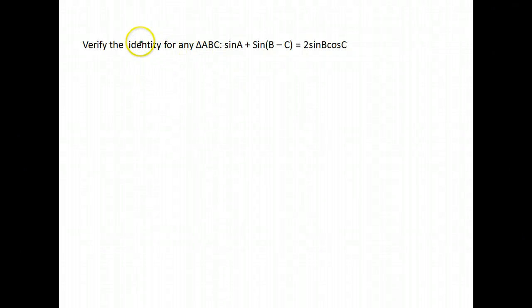One more identity we want to verify. We want to verify the identity that for any triangle, so that adds a new element here. We're talking about an actual triangle with angles. For any triangle ABC, the sine of A plus the sine of B minus C is equal to 2 sine B cosine C. Okay, well, that's interesting, right?